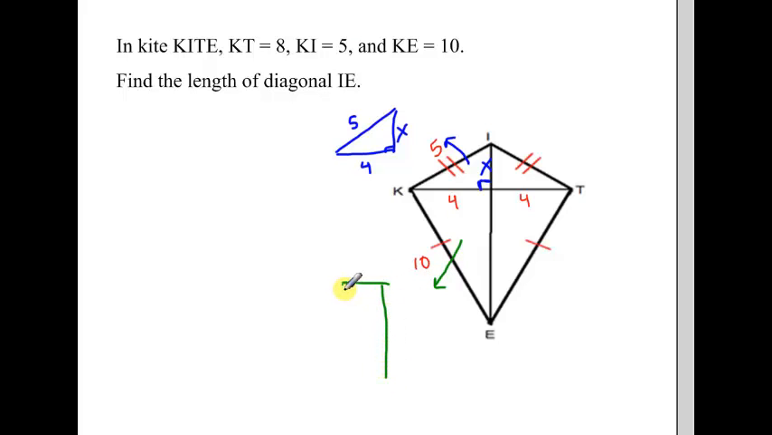This has got a longer piece with a right angle. This is 4, 10 right here. We're going to call this y and find that. And then I should be able to just join those together for my full diagonal length. Got the plan? Okay, let's carry it out.